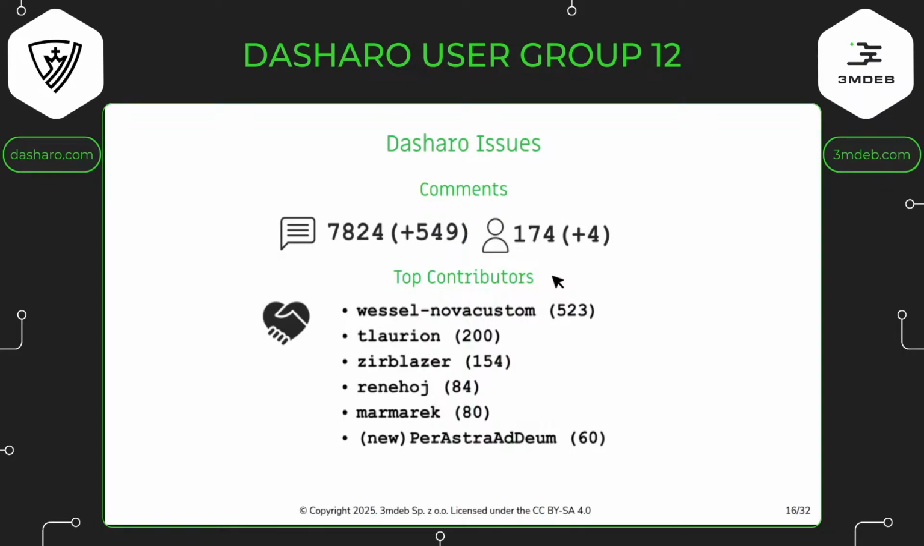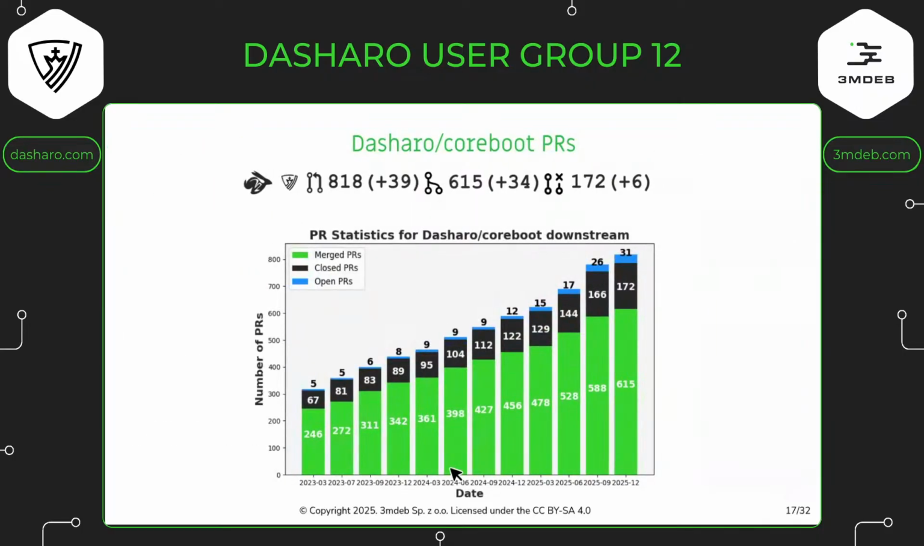What's changed in top contributors? We have a new person who was already active in the Dasharo community, Per Astra ad Deum. By the way, nice nick. So he essentially overthrew Firminator and landed in the last position of the top contributors. There are some perks for top contributors, so if you want to use that, feel free. I will let you know about that on the further slides.